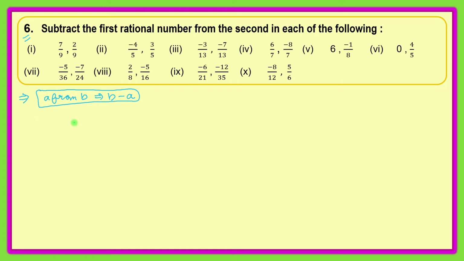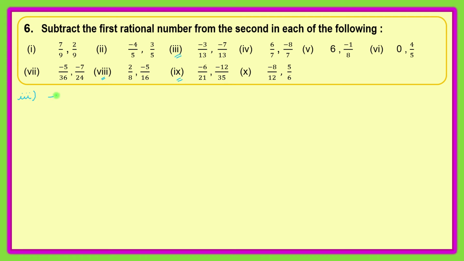So for example, it is saying first rational number from the second. So it means we have to take the second rational number first of all: second rational number minus first rational number. And this would be the format of all of the parts in this question. So now in today's video, I'm going to solve three parts. First, for basic understanding, I'm going to solve the third part, then the ninth part, and then the eighth part. So let's solve the third part first.